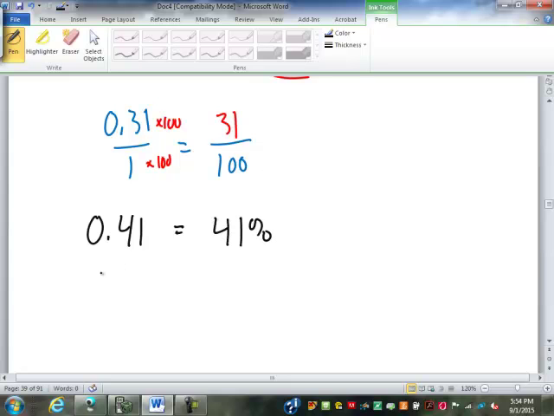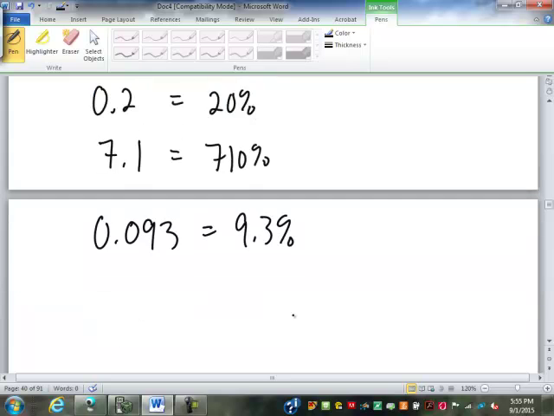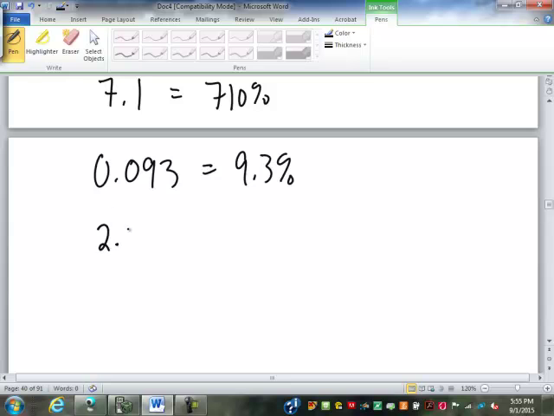.41, there we go. 0.2 becomes 20%. 7.1 becomes 710%. 0.093 will become 9.3%. 2.59 becomes 259%. Perfect. So enough of just converting with the decimals.